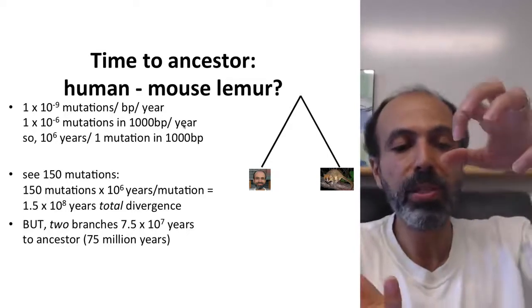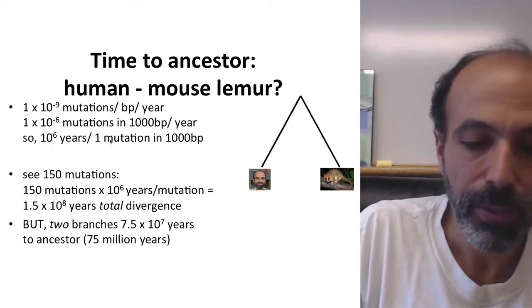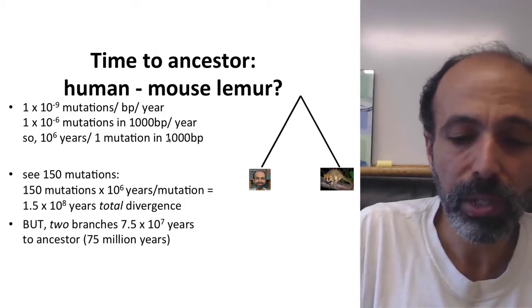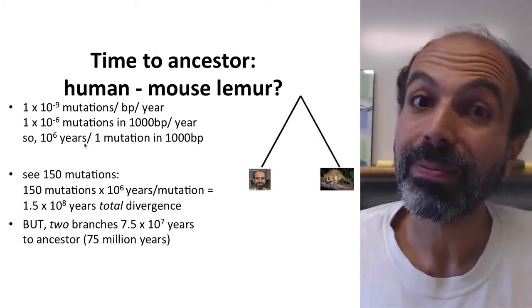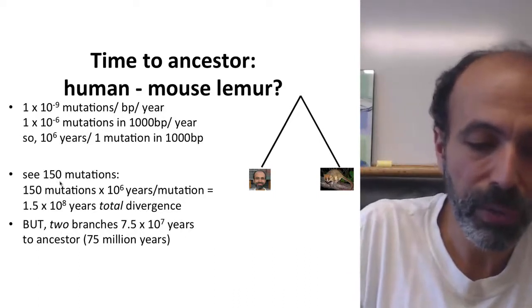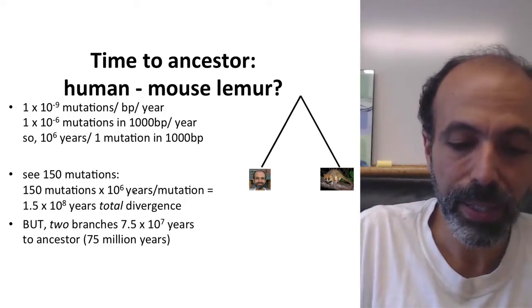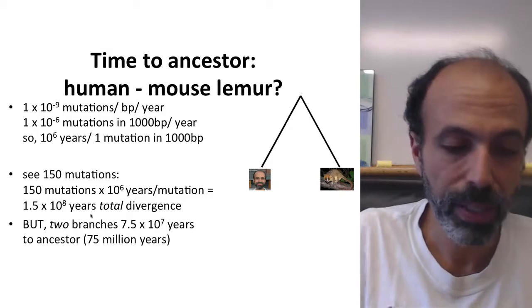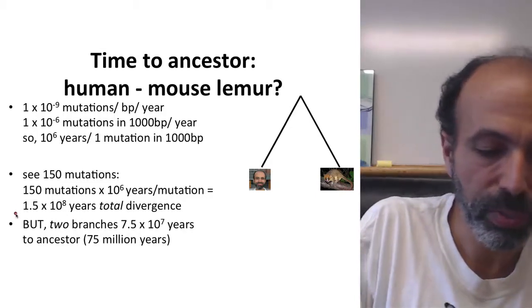And what we can do is basically just invert this, okay? So we should say that for every 1 mutation in 1,000 base pairs, we can say it's been about 10 to the 6th years. I just inverted the numbers up here, okay? So we saw 150 mutations. So 150 mutations times 10 to the 6th years per mutation. So that comes out to 1.5 times 10 to the 8th years of total divergence.